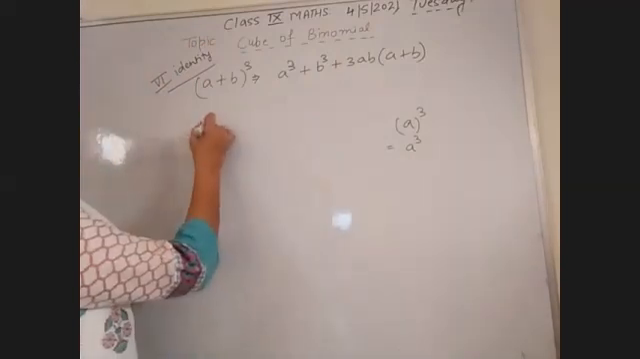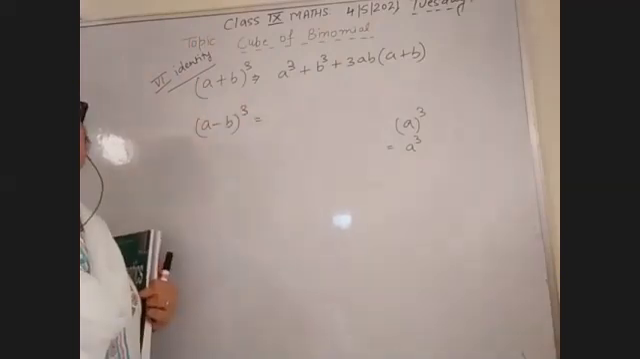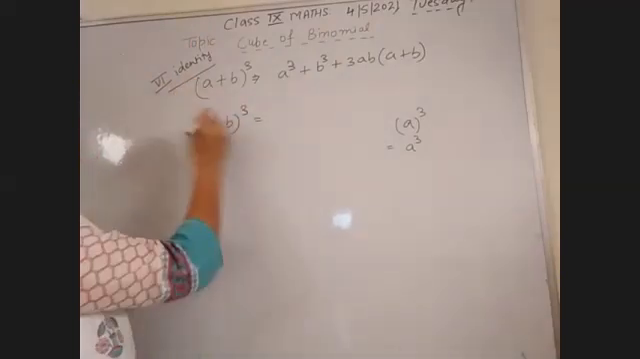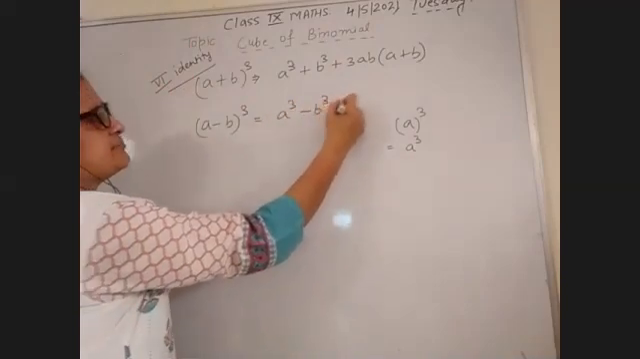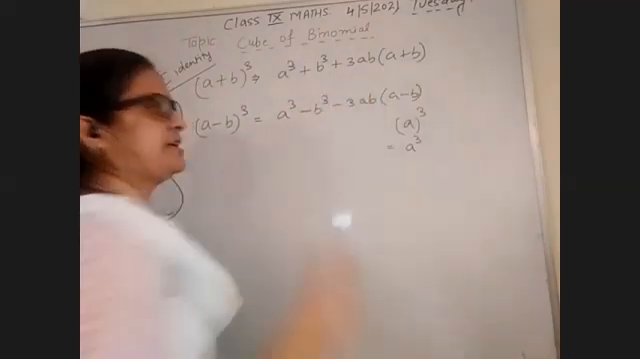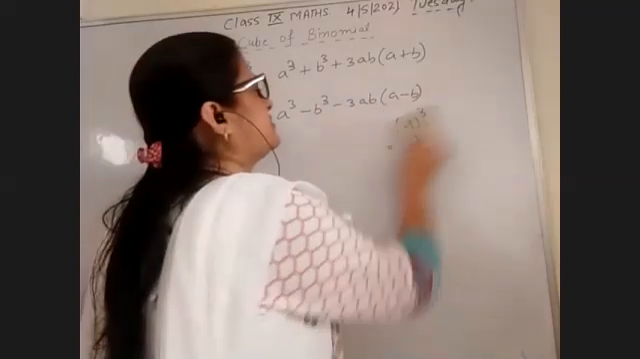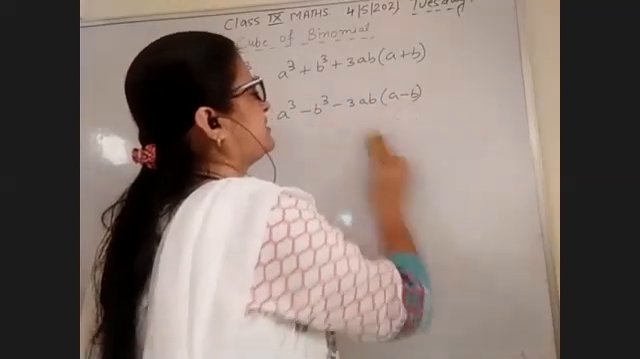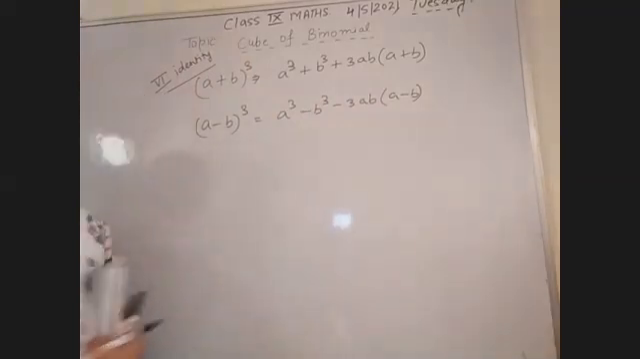Or if there comes a minus b whole cube, this is also your sixth identity, so it is equal to a cube minus b cube minus 3ab in bracket a minus b. Now we will solve these questions. We will solve some questions related to this identity today.